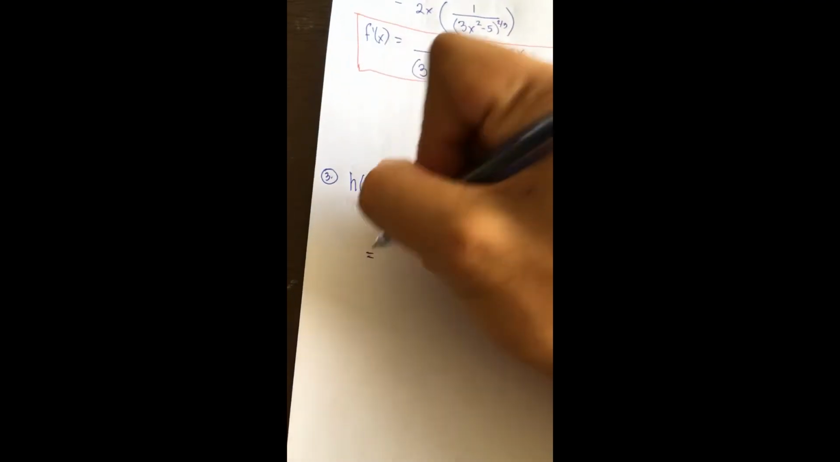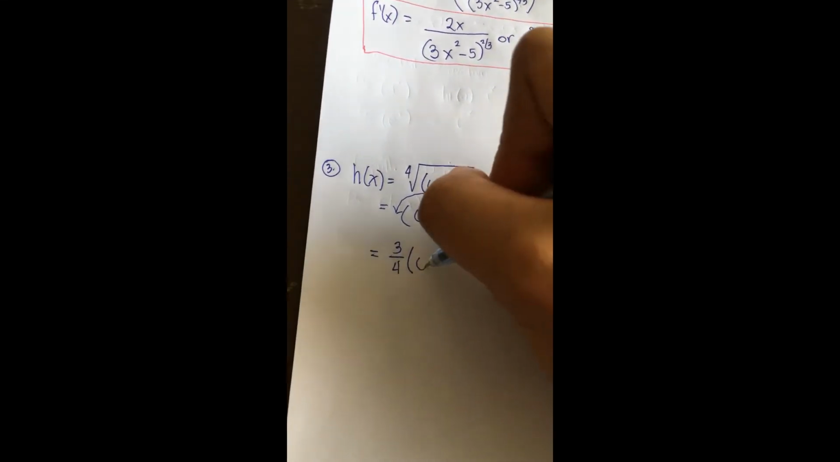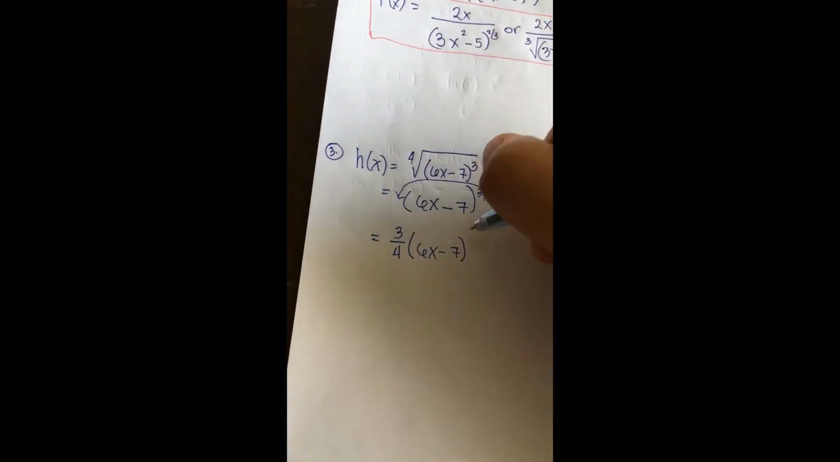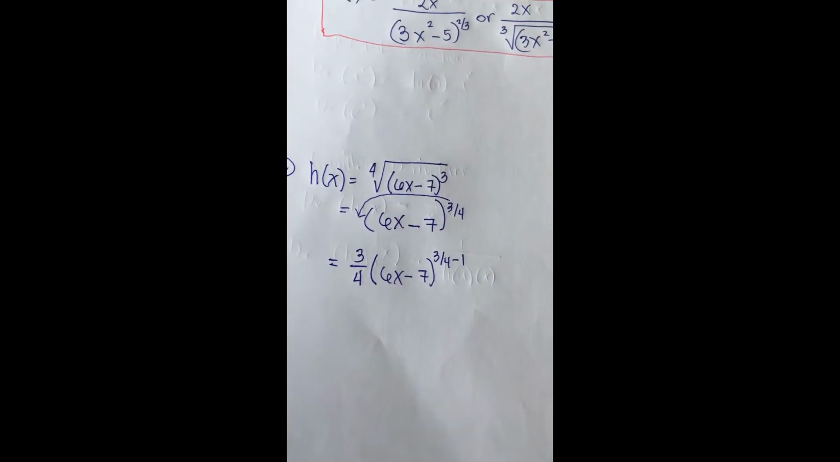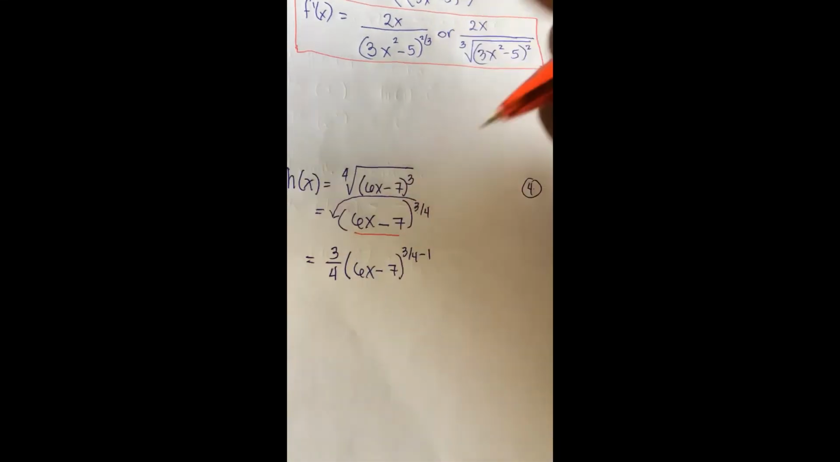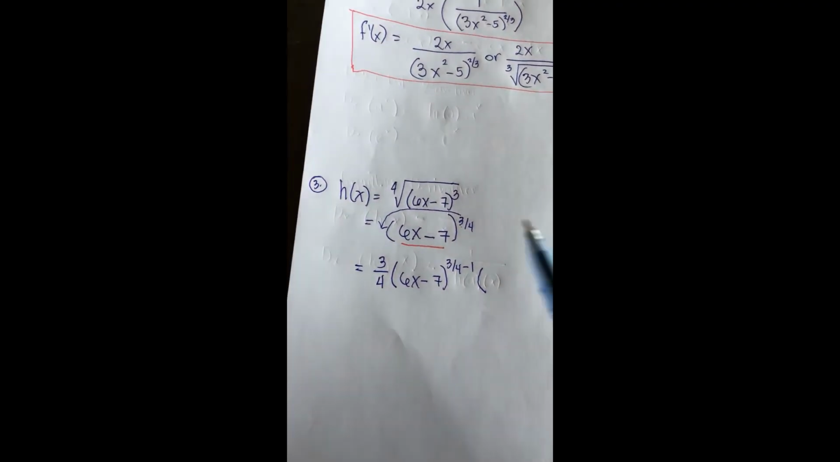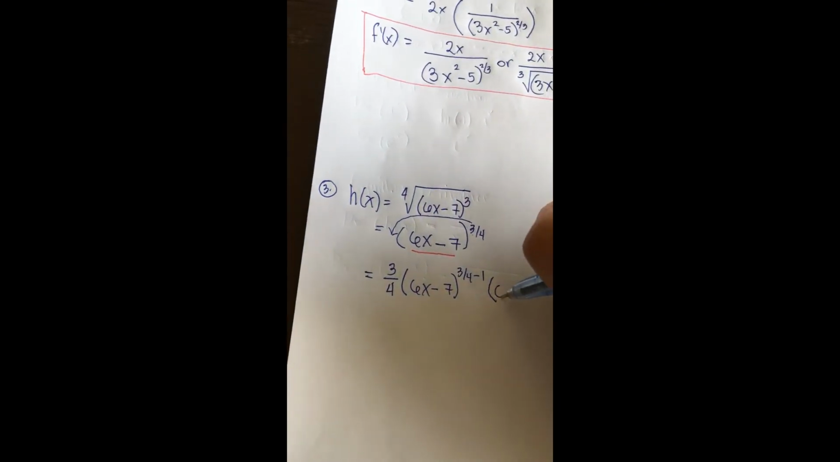In this example, we can find the derivative applying the power rule. So we have 3/4 times 6x minus 7 raised to 3/4 minus 1. Do we stop now? No. We are going to find the derivative of 6x minus 7. We won't stop yet. We will first find the derivative of the expression inside, which is 6x minus 7. So, the derivative of 6x minus 7 is 6.